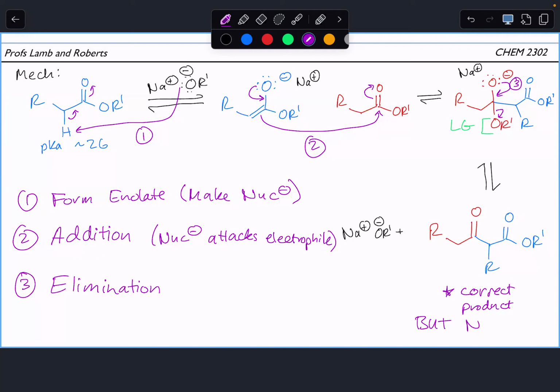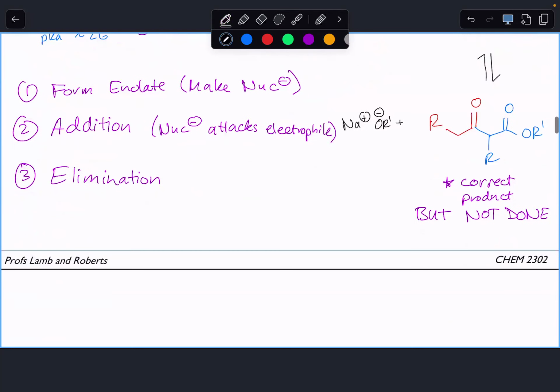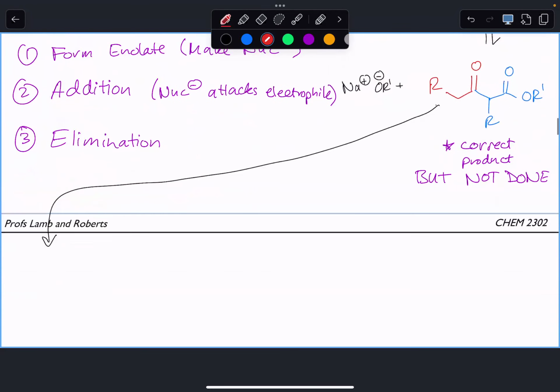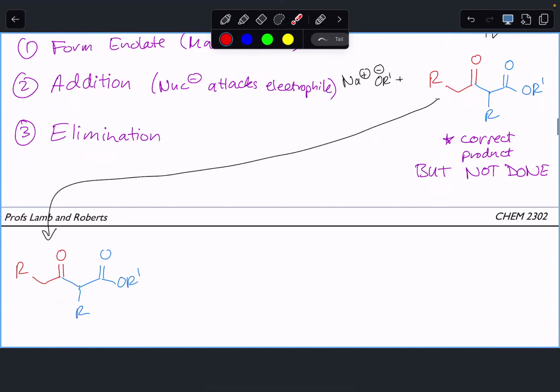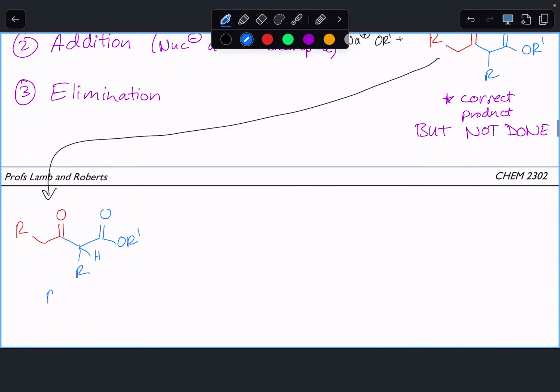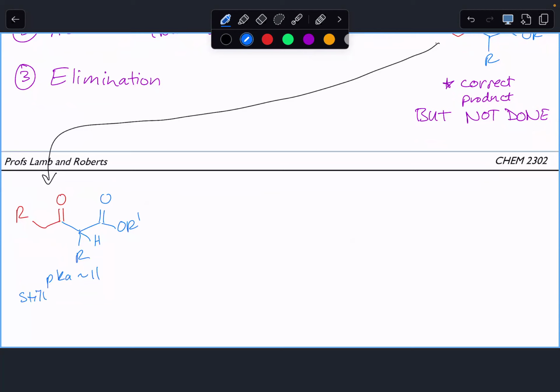But we're not done with the mechanism. So I'm going to redraw this guy down here. So this is kind of the weird part about this, is we need to remember our pKa trends. So if we compare our product to our starting material, the pKa of our starting proton was about 26. Well, the pKa of this alpha proton right here is about 11 now. So it's more acidic now that we've done the reaction. So that means that we can't stop here, right? It has to keep going because it still has an acidic proton that's more acidic than the starting material. So just based off of pKa's, we cannot stop here.